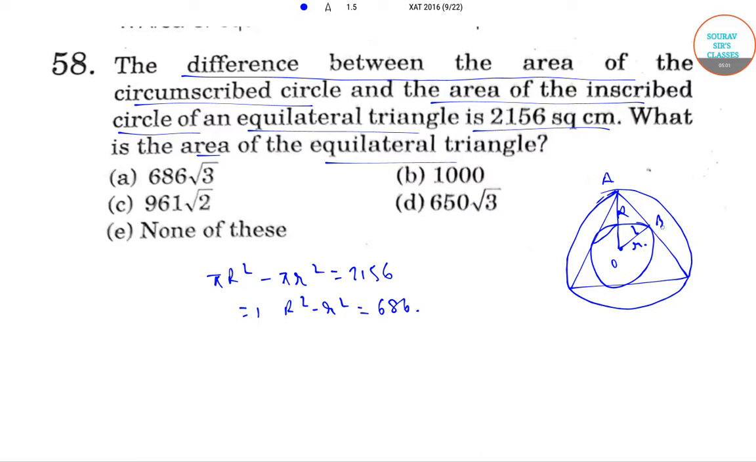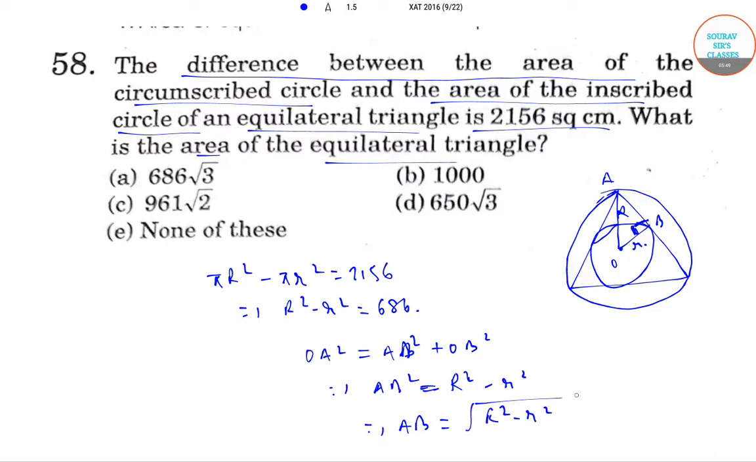Now, angle OBA is a right angle. So OA squared is equal to AB squared plus OB squared, or we get AB squared is equal to capital R squared minus small r squared, or AB is equal to root of capital R squared minus small r squared, so root 686.